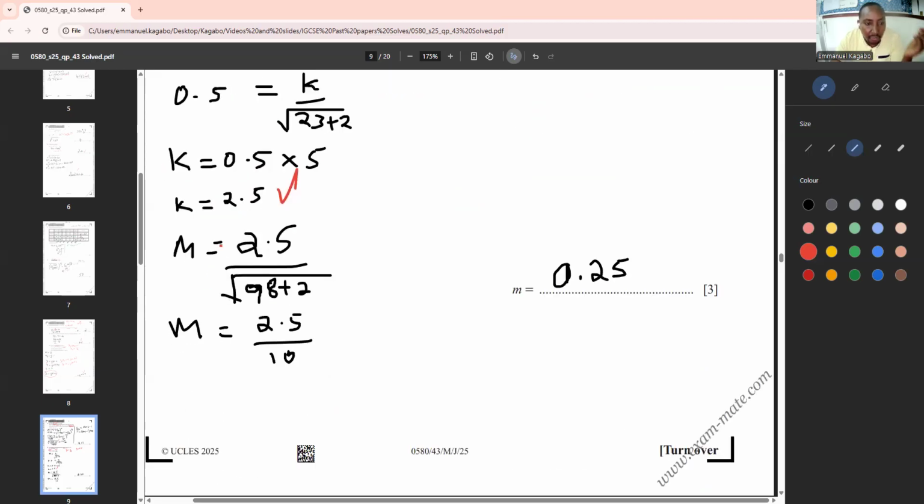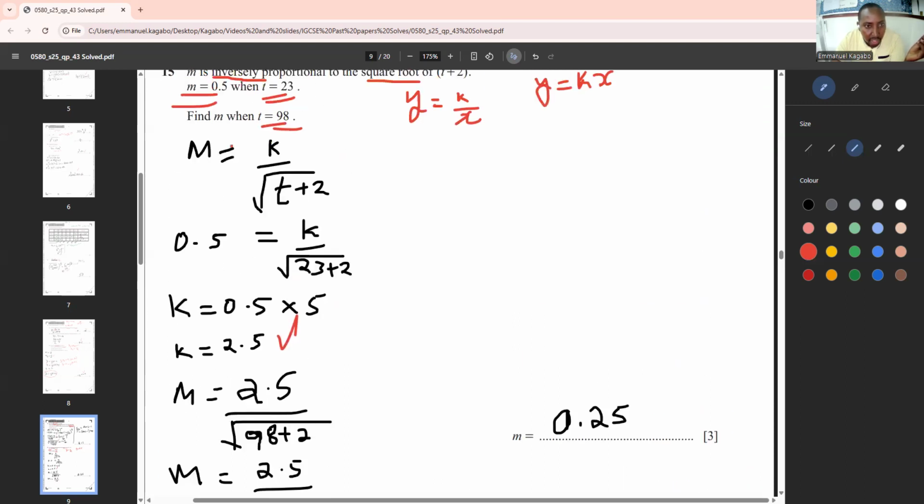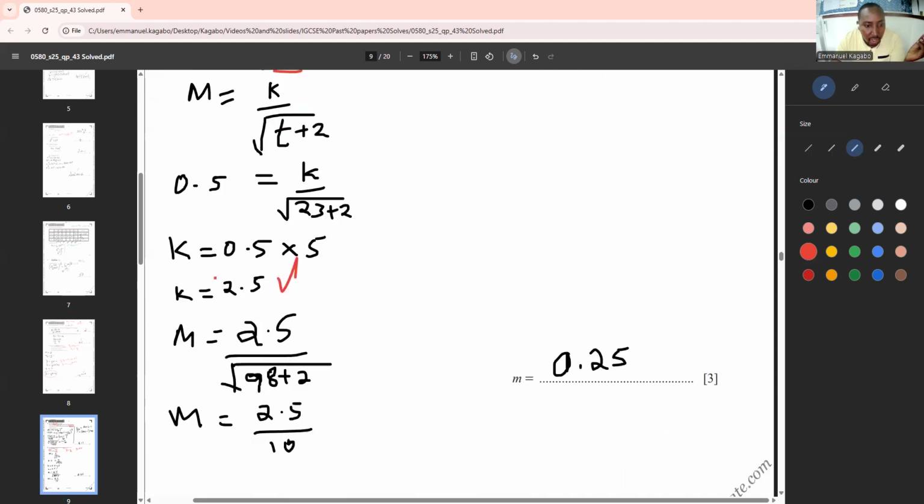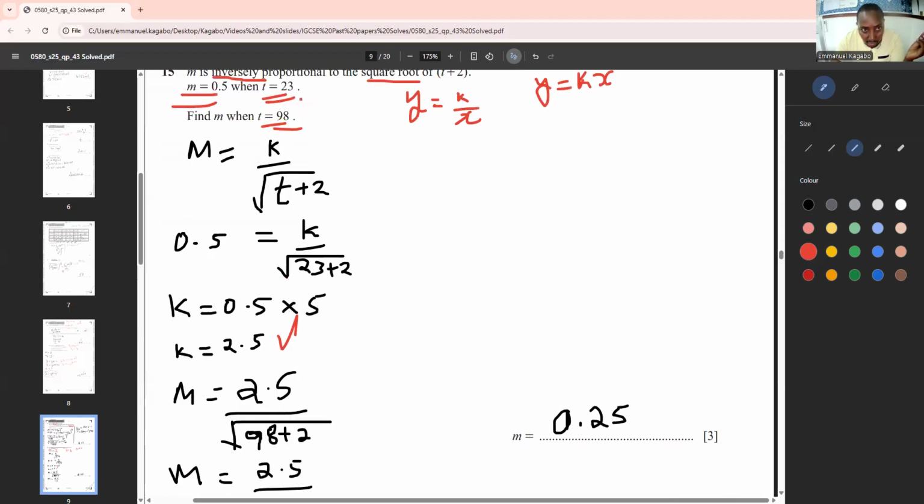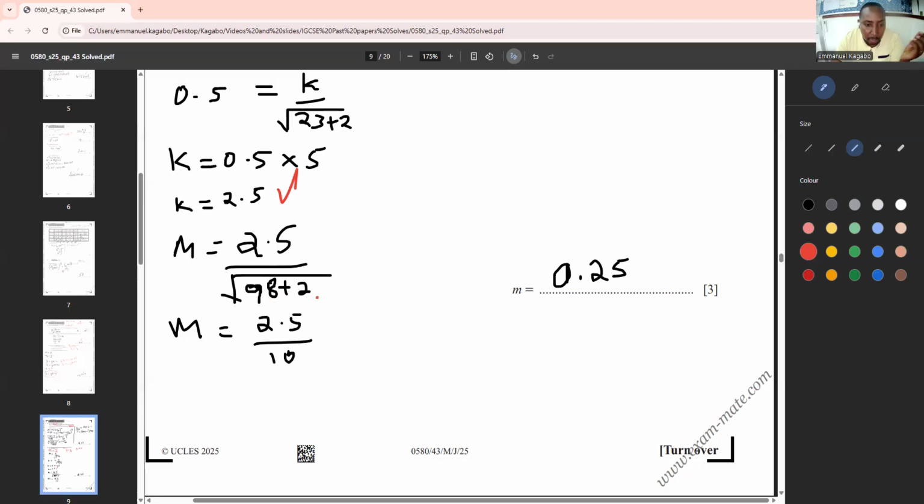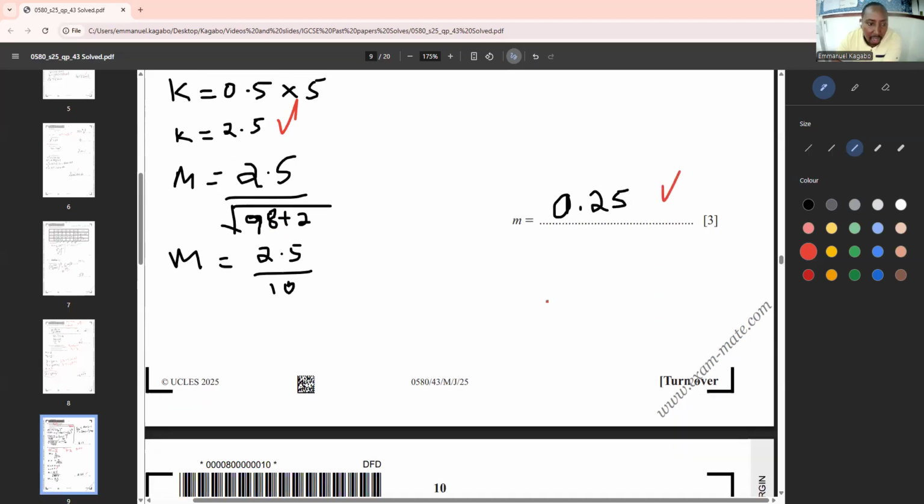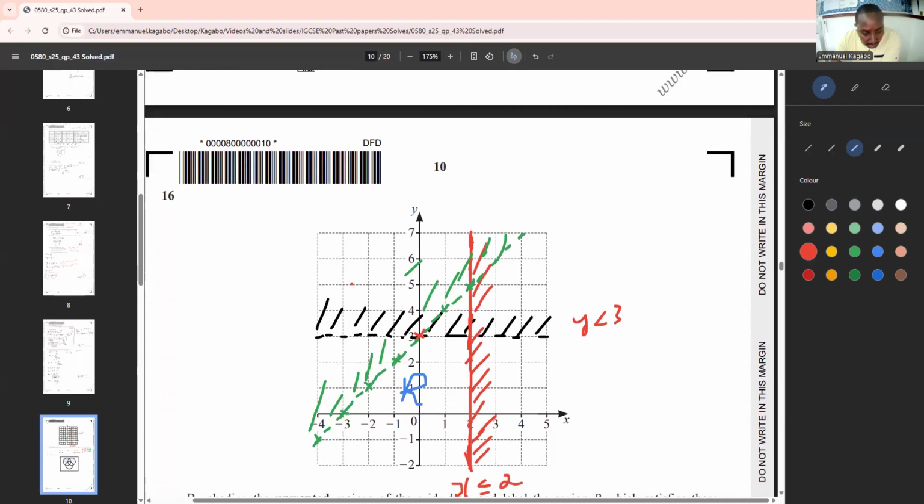So after getting the value of K, go back to my formula here. This is that, M is equal to K over that. So it's going to be M equals 2.5 over square root of T, which is the 98 plus 2, because that's what was given, guys. So what is the 98 plus 2? That's 100. Square root of 100 is 10. That gives me that, okay? Good, I hope we are together.